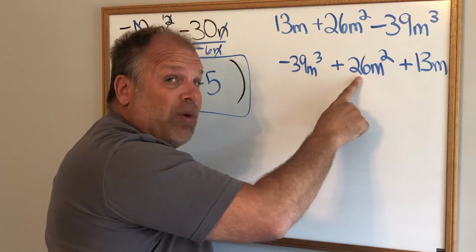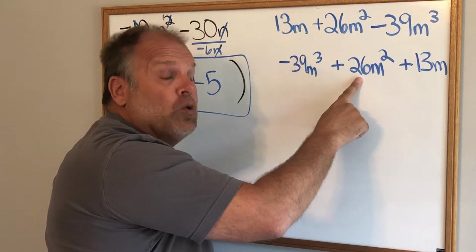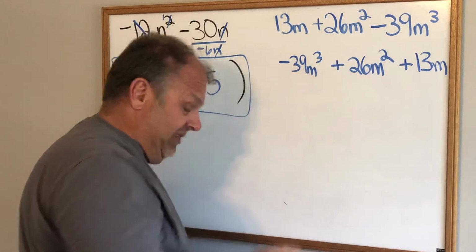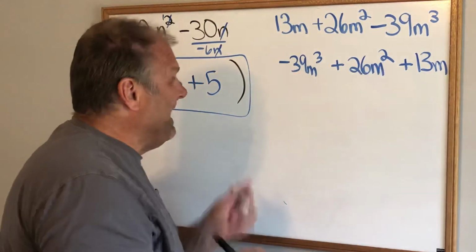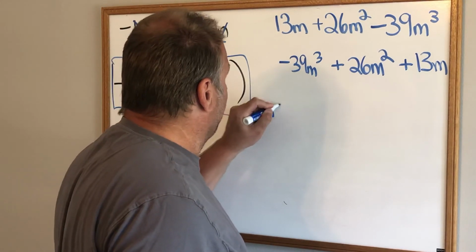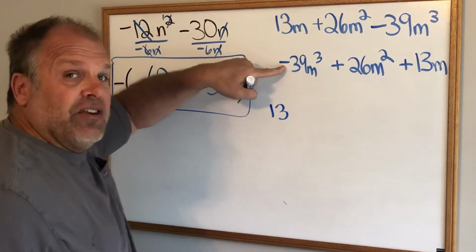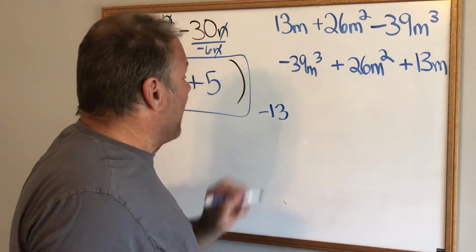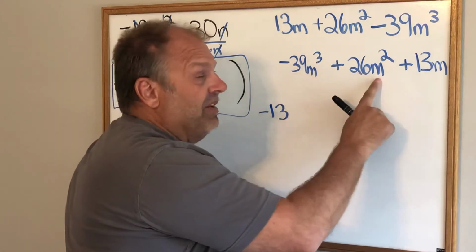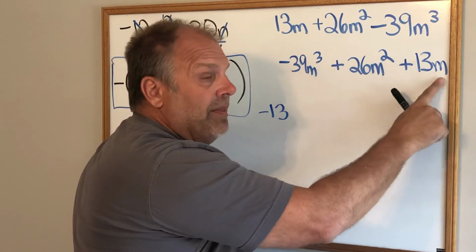Well, can you go 26 divided by 13? Yep, that's 2. Can you take negative 39 divided by 13? And so we find out that 13 is in fact the GCF. Since this first term is negative, I'm taking a negative out with it. This has mmm, this has mm, this has m.